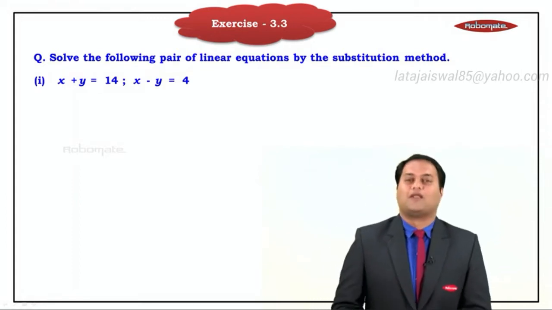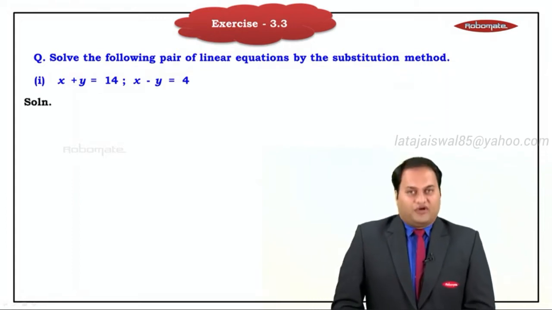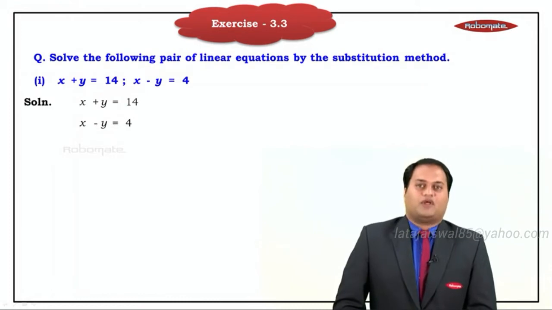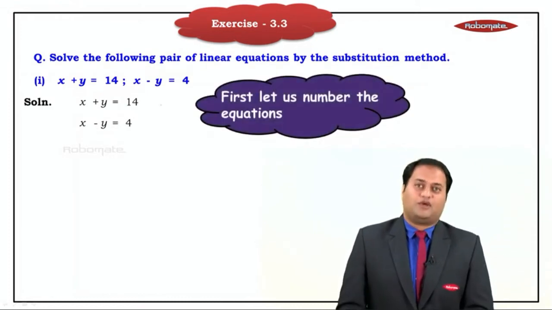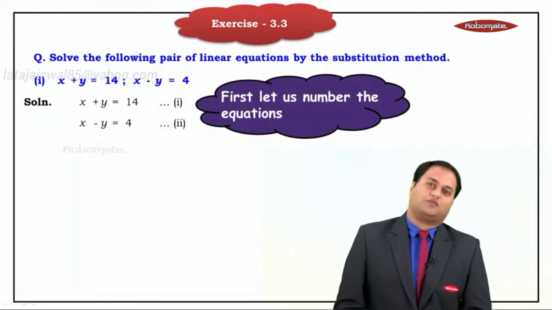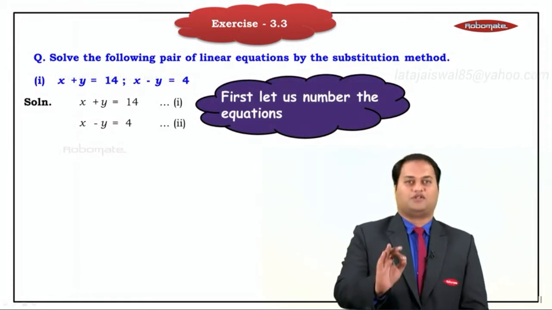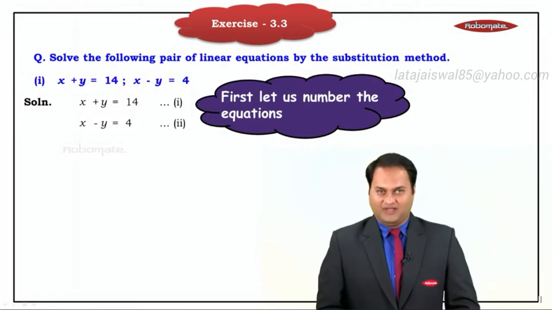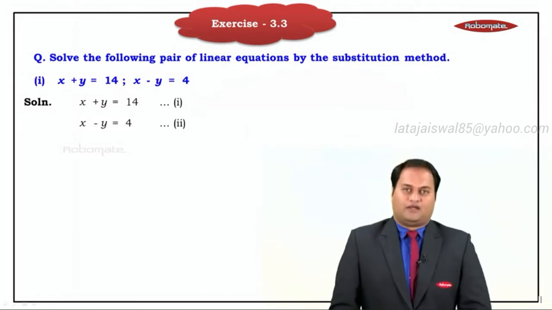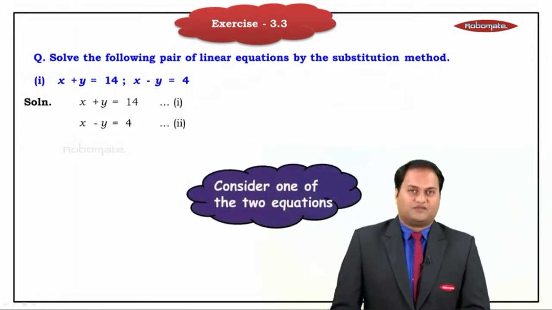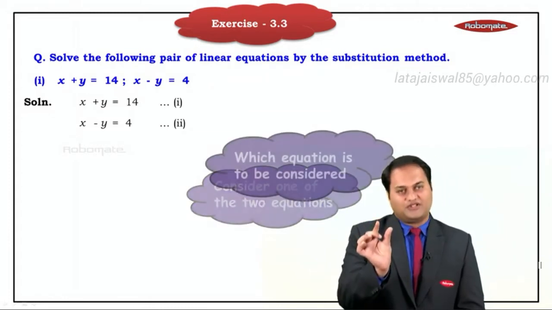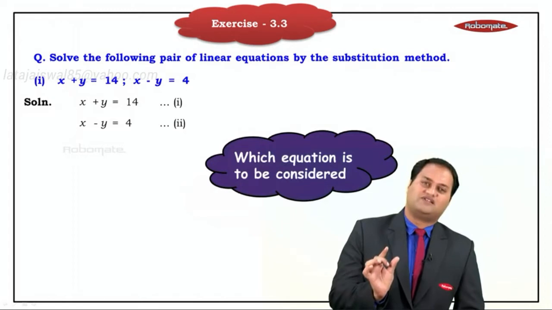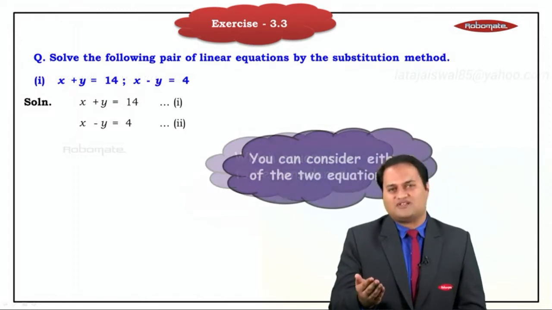Okay, let's start. The first thing that we need to do is write both the equations and number the equations as equation number 1 and equation number 2. So first let us number the two equations. Clear? After that, analyze both the equations and consider one of the two equations. Either consider the first equation or consider the second equation. So which equation is to be considered?